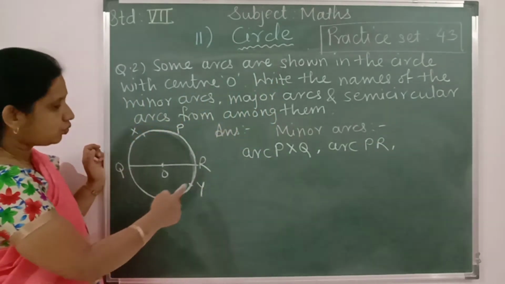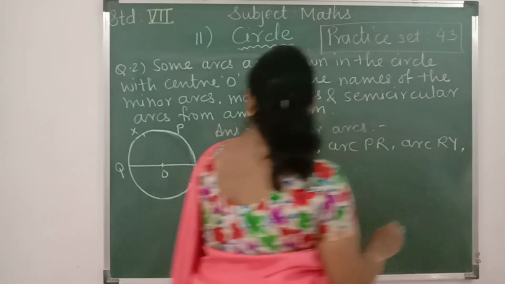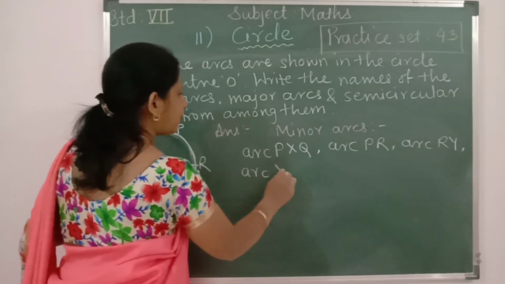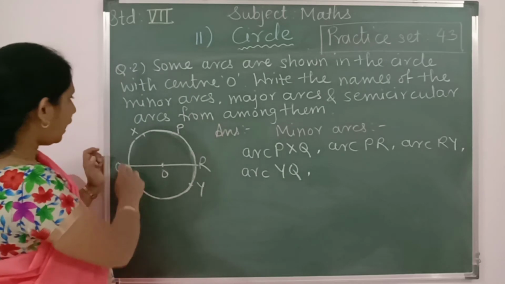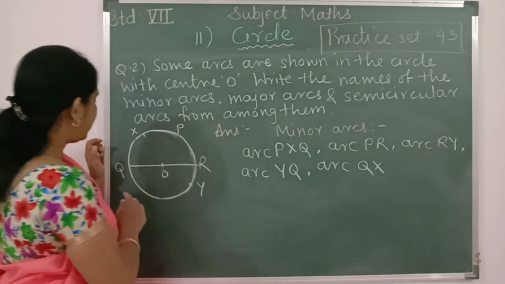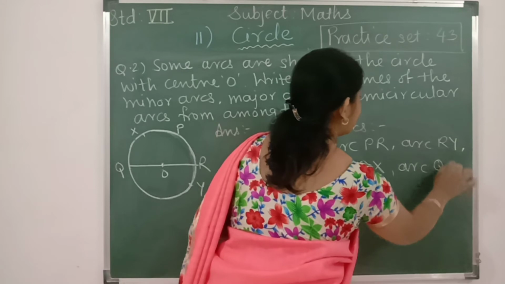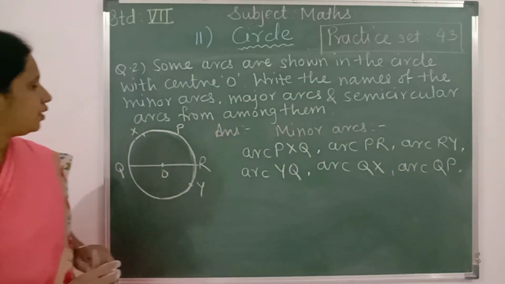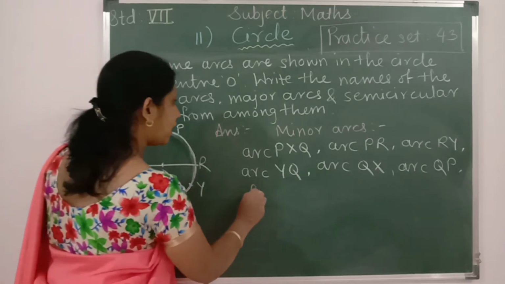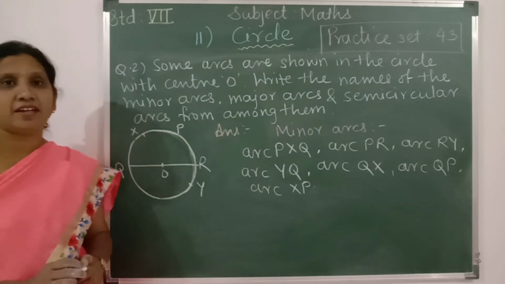Maximum possible arcs you can write: arc RY, then arc QY or YQ, anyway, arc YQ, arc AQX. Okay, you can take arc QP also. Arc XP also we can take, we have not taken, so arc XP. This is how we got so many minor arcs.